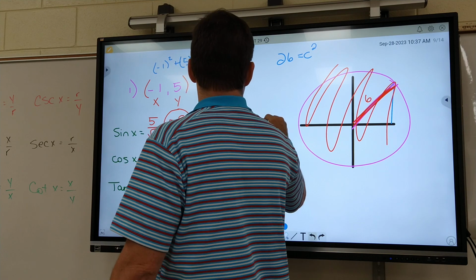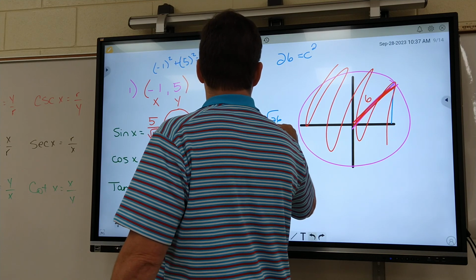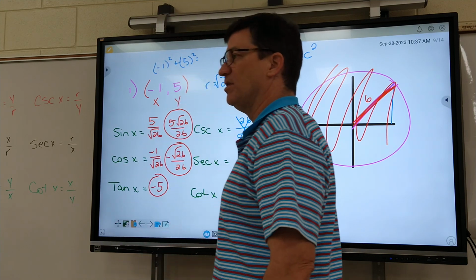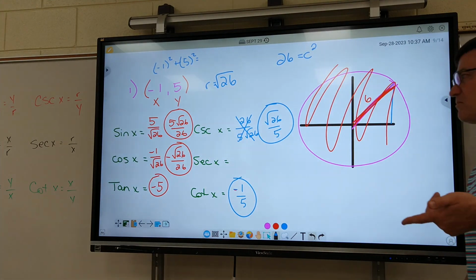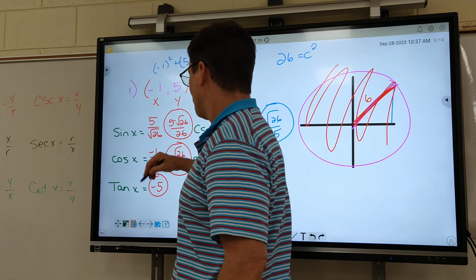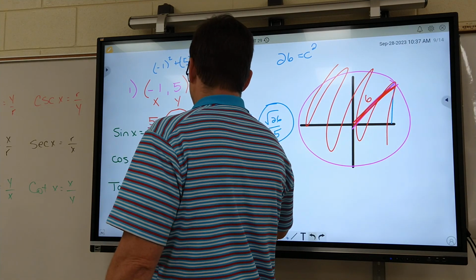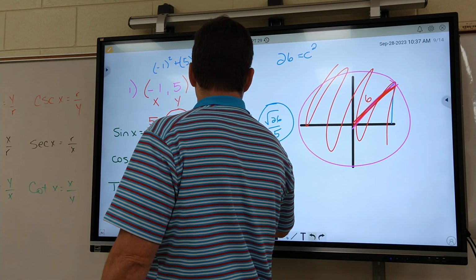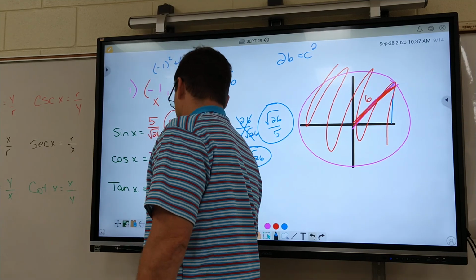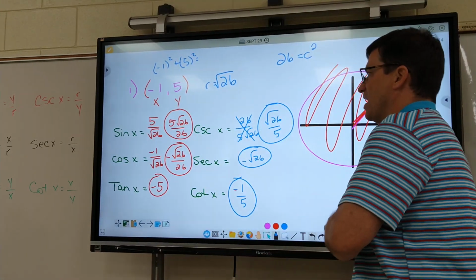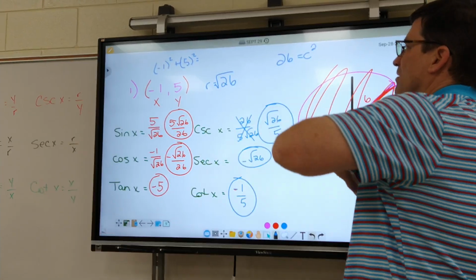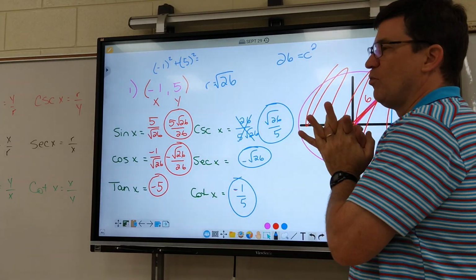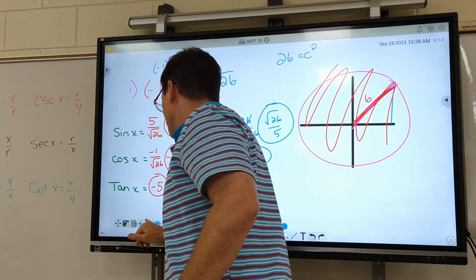5 over root 26, if you flip it, now you don't have a root on the bottom, so it's good. So when it's like that and you simplify it, go back and flip the first one. Same thing on cosine. Flip that one, it'll be negative root 26 over 1. All right, so that is how you find your 6 answers on these problems. No question on 1. Let's go to number 2.